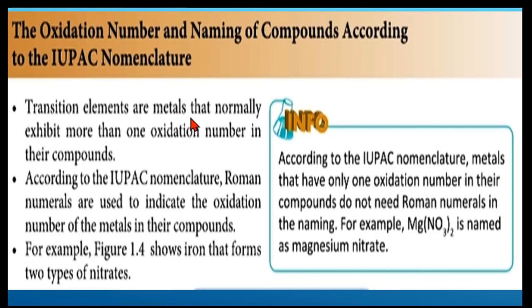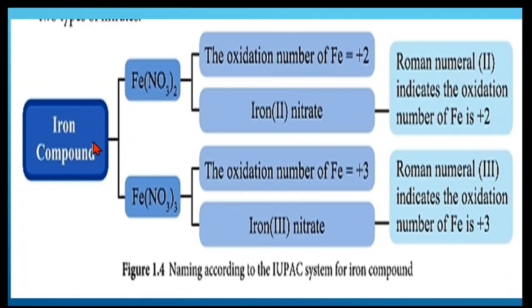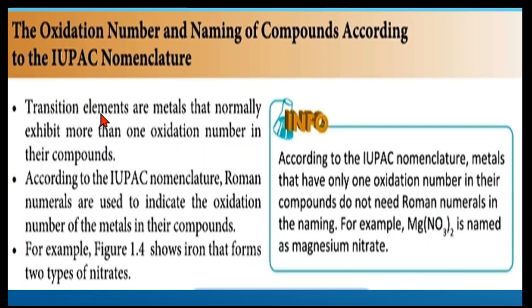Transition elements are metals that normally exhibit more than one oxidation number in their compound. Okay. According to the IUPAC nomenclature, penamaan IUPAC, Roman numerals are used to indicate the oxidation number of the metals in their compound.